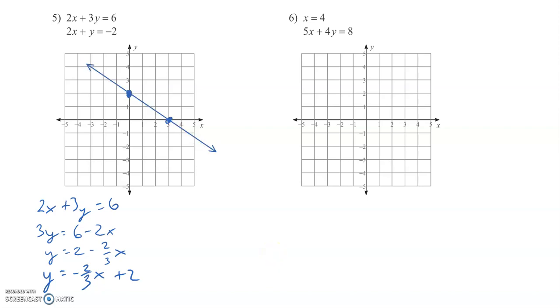Okay. Now for my green one, I'm going to rearrange this one as well. So I've got 2x plus y equals -2. So I'll switch the 2x to the other side. So y is equal to -2, take away 2x. And then I'll just rearrange it. So -2x take away 2. Okay, so my y-intercept is -2. And my slope is also -2. So do a little rise over run, maybe something like this.